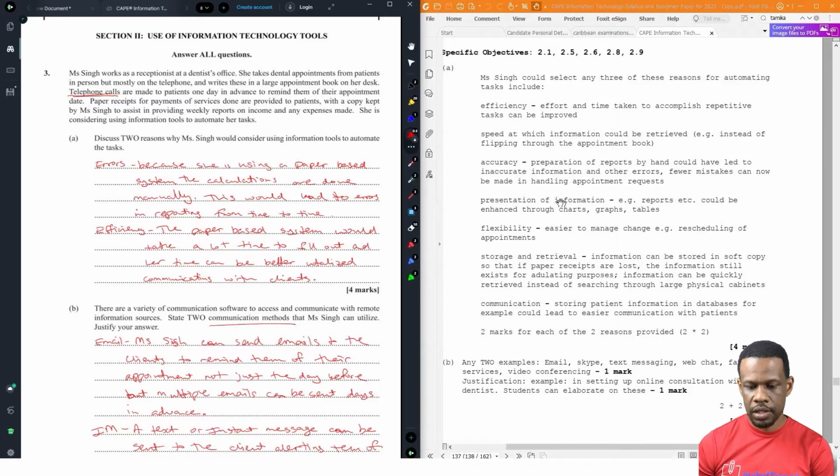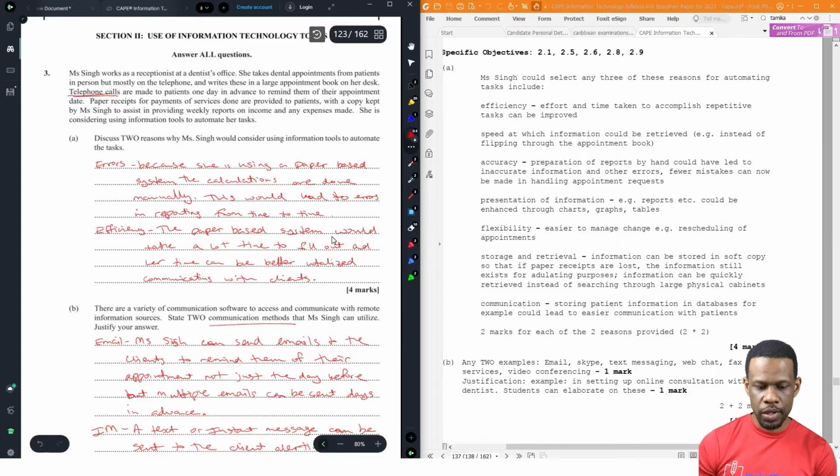Presentation of information, the reports could be presented a particular way. Flexibility, it's easier to manage. Storage and retrieval, even though they have speed at which information could be retrieved up here, it seems like a repetitive answer, but this is what they usually have. Communication, storing patient information in databases, for example. Okay, cool. Yeah, you have a whole lot to choose from.